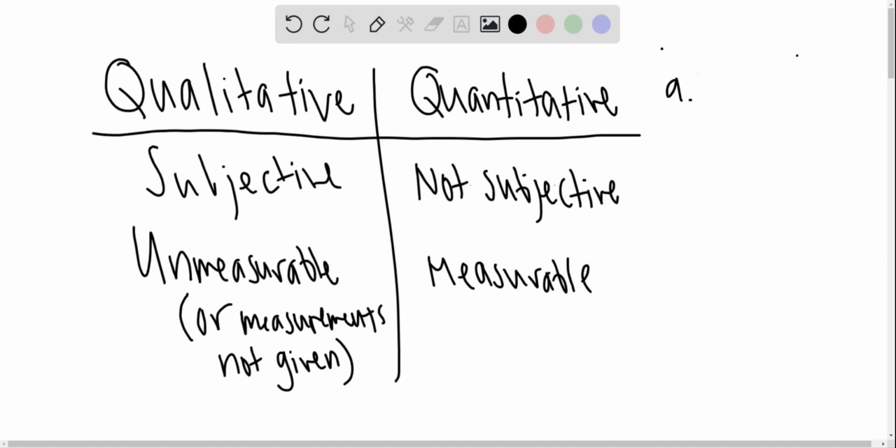So this question is giving you a bunch of statements and asking you to classify them as either qualitative or quantitative, and they ask you to give your reasons why. So let's define what are qualitative and quantitative statements.